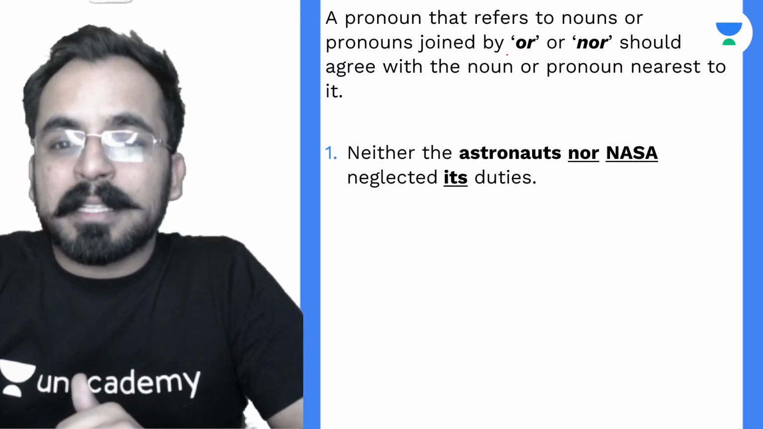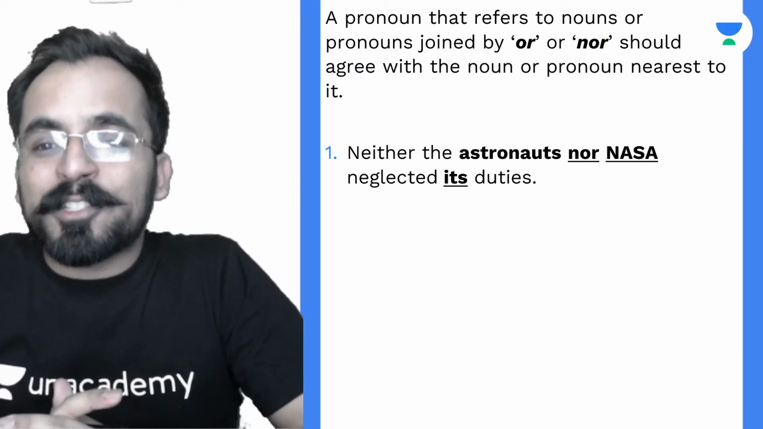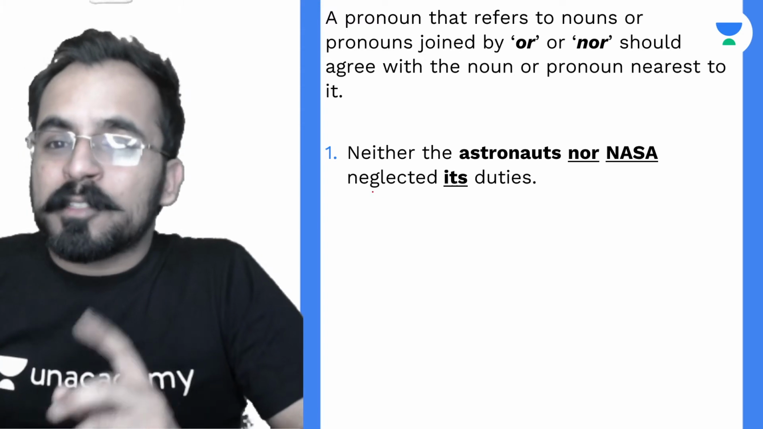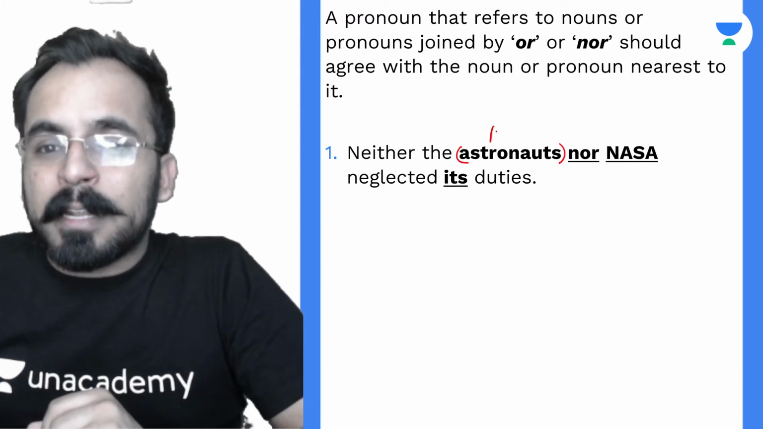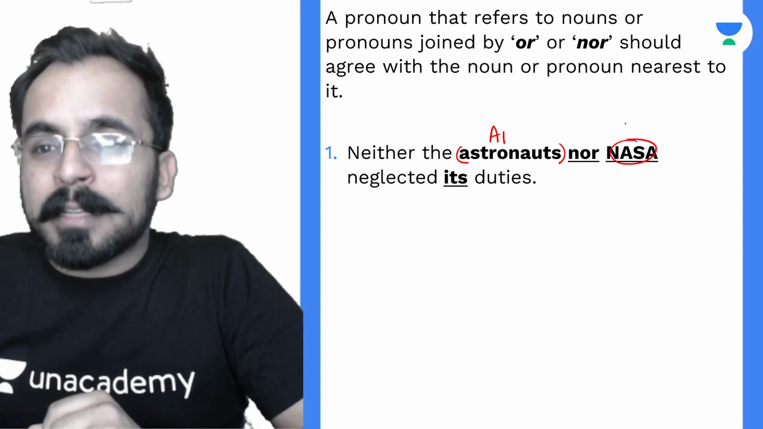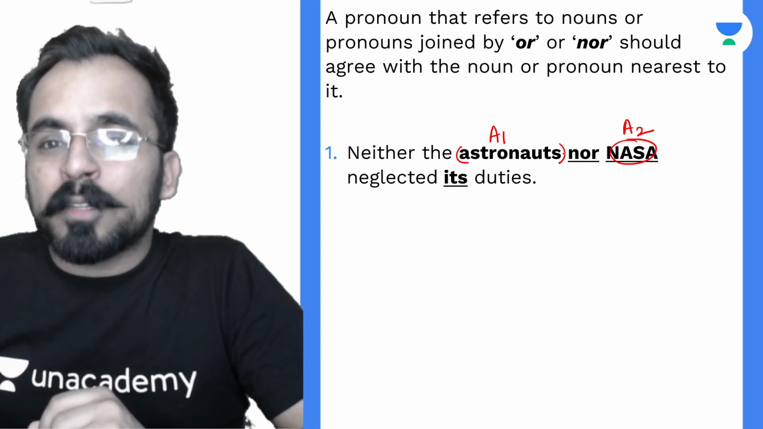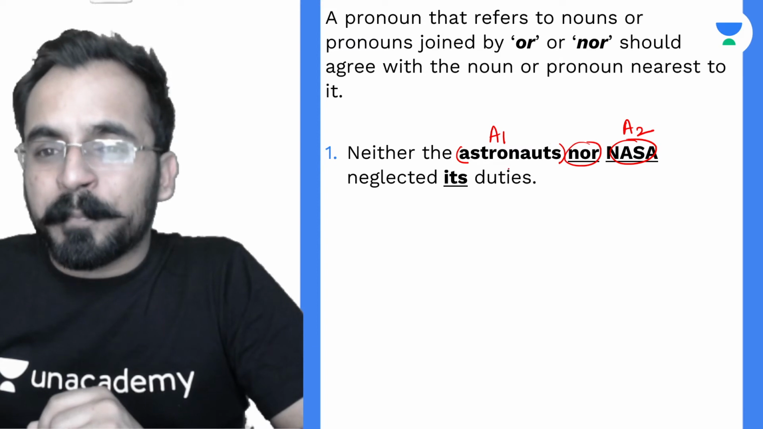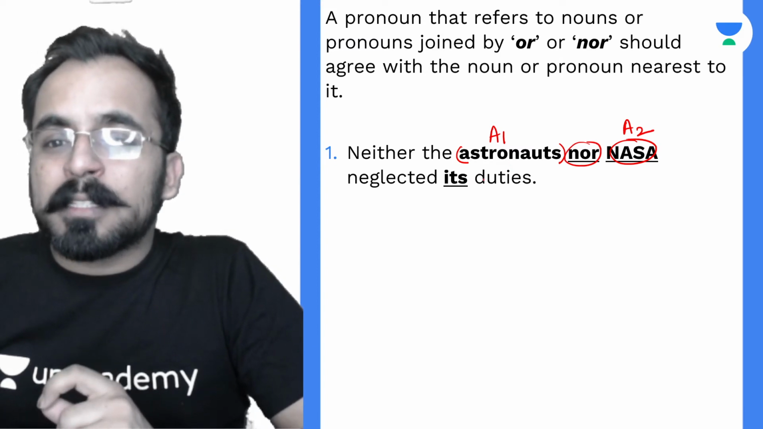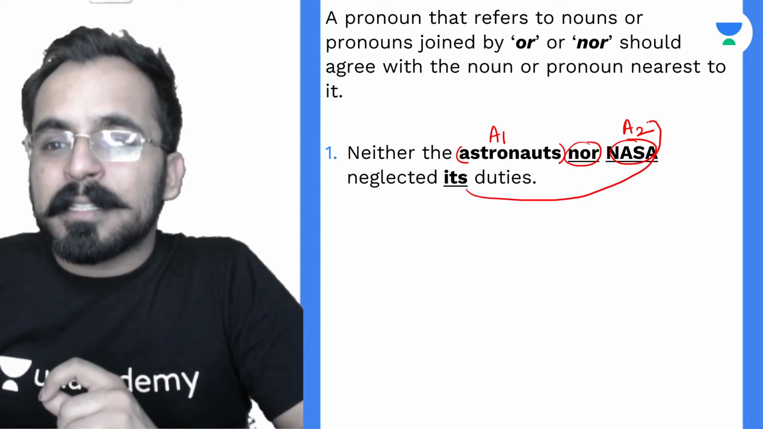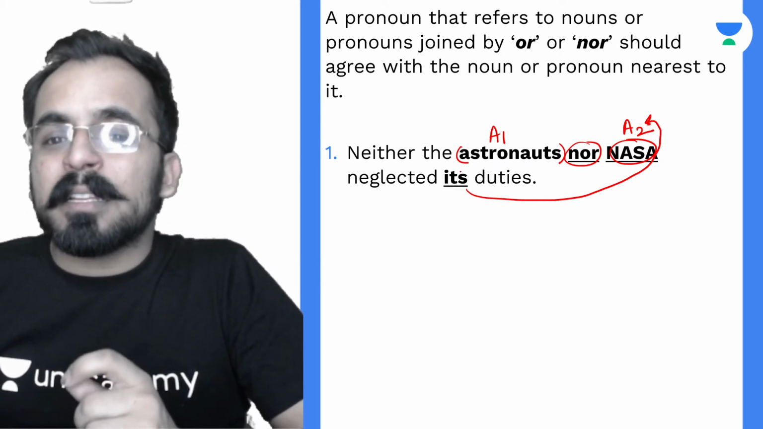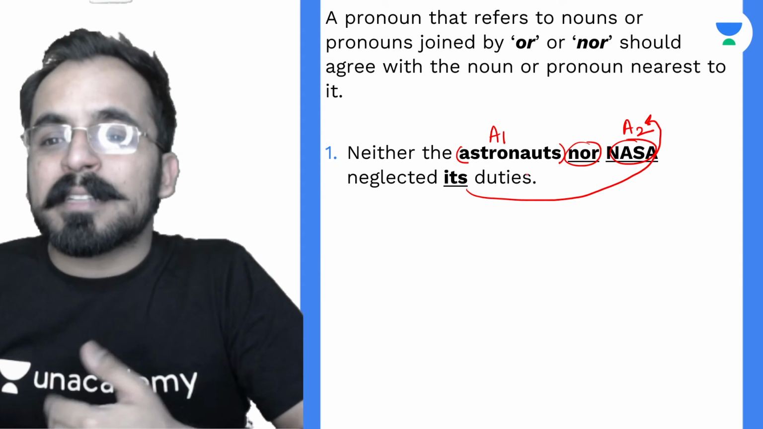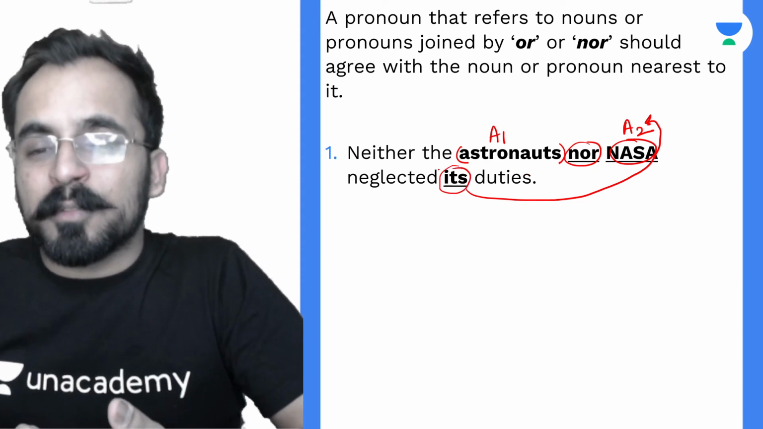For example, let's see this. Neither the astronauts nor NASA. So how many antecedents do we have? Astronauts is antecedent 1 and NASA is antecedent 2. Both are joined together by "nor." So the pronoun is going to agree with the antecedent which is closest to it. That is why: neither the astronauts nor NASA neglected its duties.